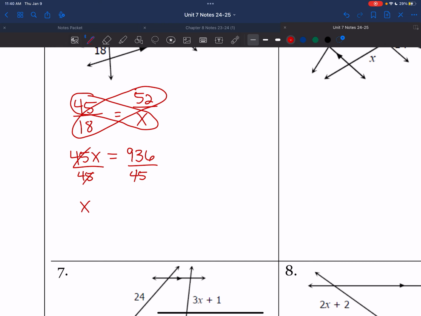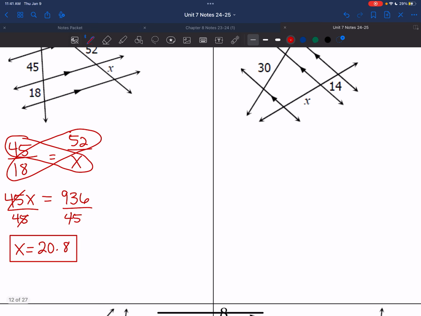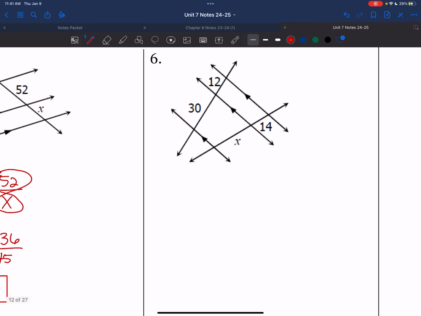And so x equals 20.8. And again, if I'm going through it kind of quick, you can always just pause and rewind, go back and forth like you need to.